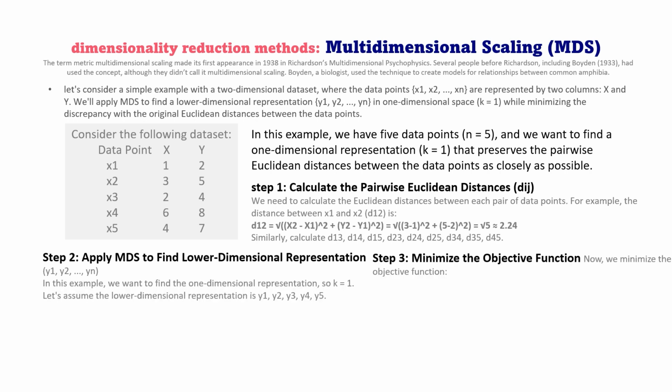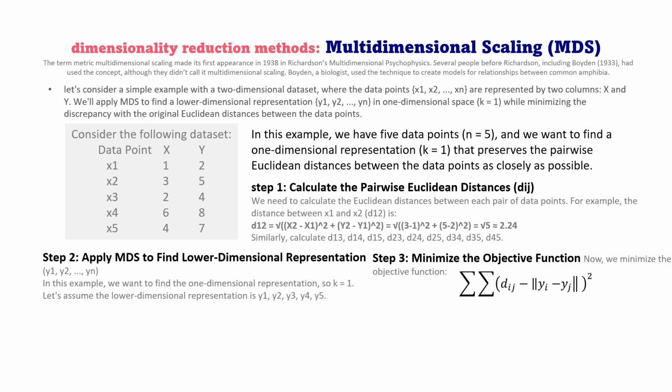Now step 3, minimize the objective function. We minimize the objective function using the respective formula. The objective function represents the discrepancy between the original pairwise distances d sub ij and the Euclidean distances in the lower dimensional space, that's y sub i minus y sub j.